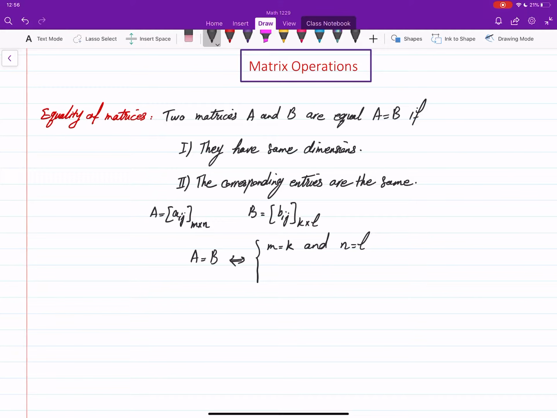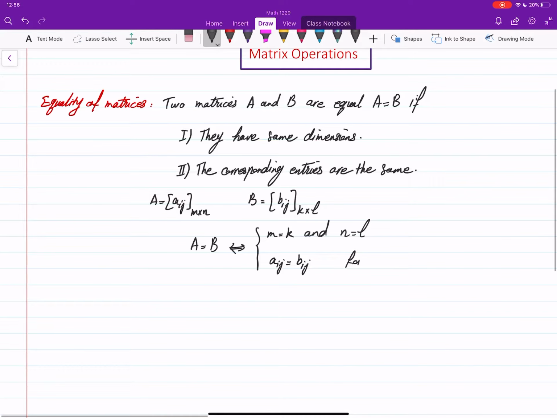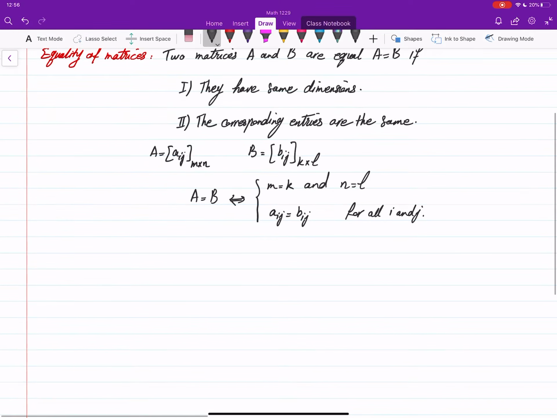But it's not enough. We have to make sure that the corresponding entries are the same. So Aij, the entry at the ith row, jth column of A, is equal to Bij, the entry at the ith row and jth column of B, for all possible i and j. Yeah, this is very common sense, as I said.